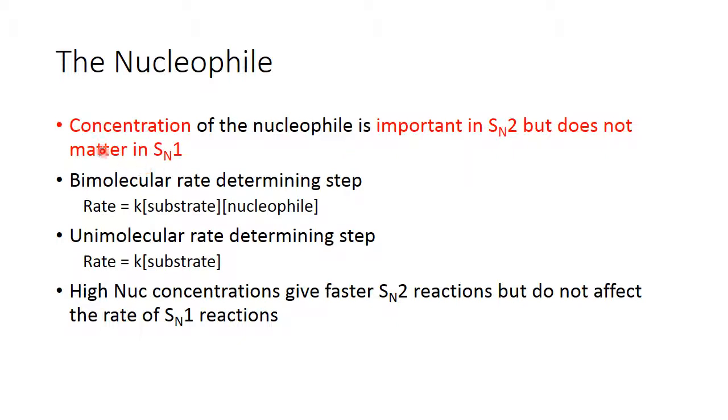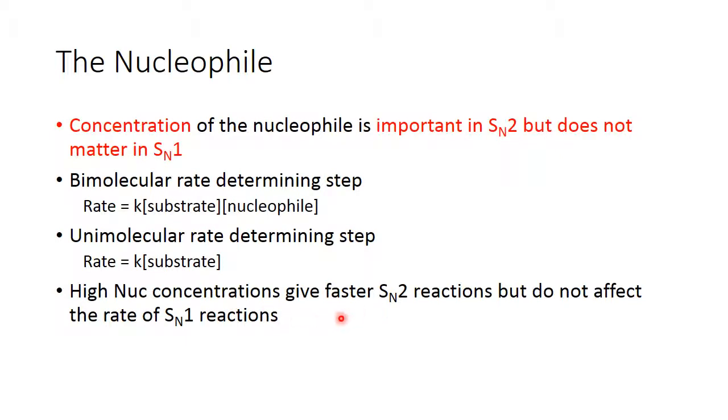So let's go ahead and look at an SN2 reaction. In an SN2 reaction, this is the rate equation. Notice it has k times the substrate concentration times the nucleophile concentration. So the concentration of the nucleophile is very important to determining the rate of the SN2 step. But in the SN1 step, no nucleophile is in the rate determining step, and so the rate of the reaction is independent of the nucleophile concentration.